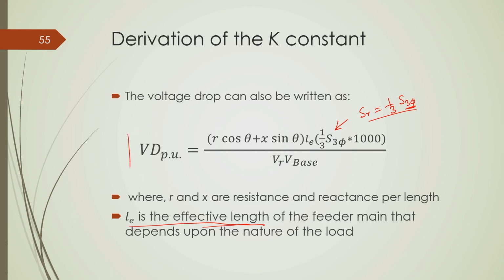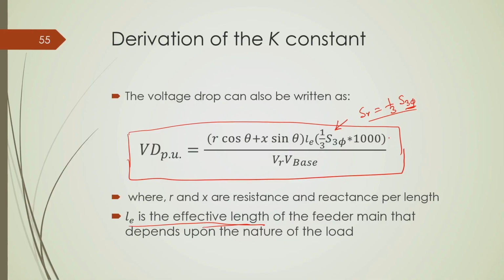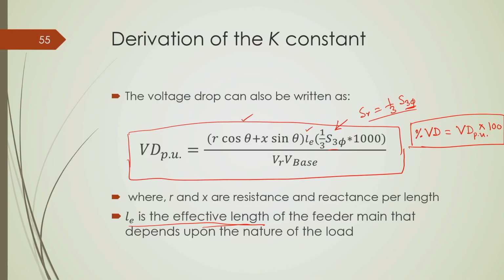This is what our V d per unit means, its value will be a fraction lesser than 1, and if you multiply it with 100, then it will be percentage voltage drop. So, percentage V d is equal to V d per unit multiplied by 100. Okay. All right. So, we get the relationship of voltage drop as a function of these feeder line parameters, and also as a function of this feeder loading and this effective length.